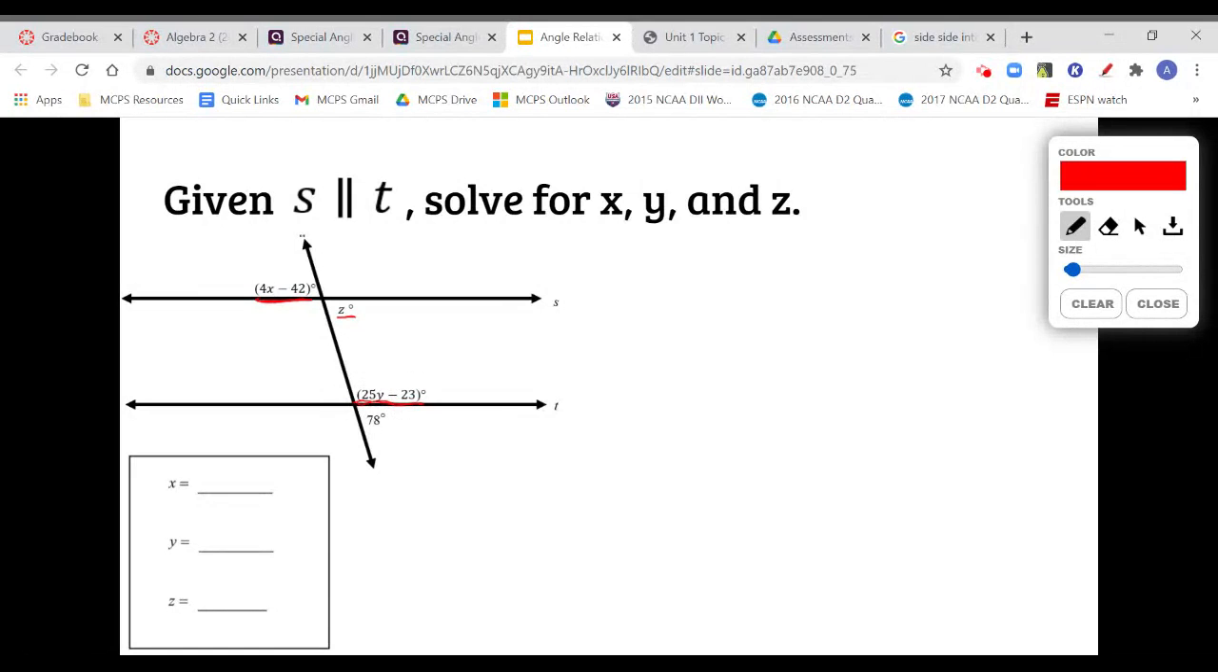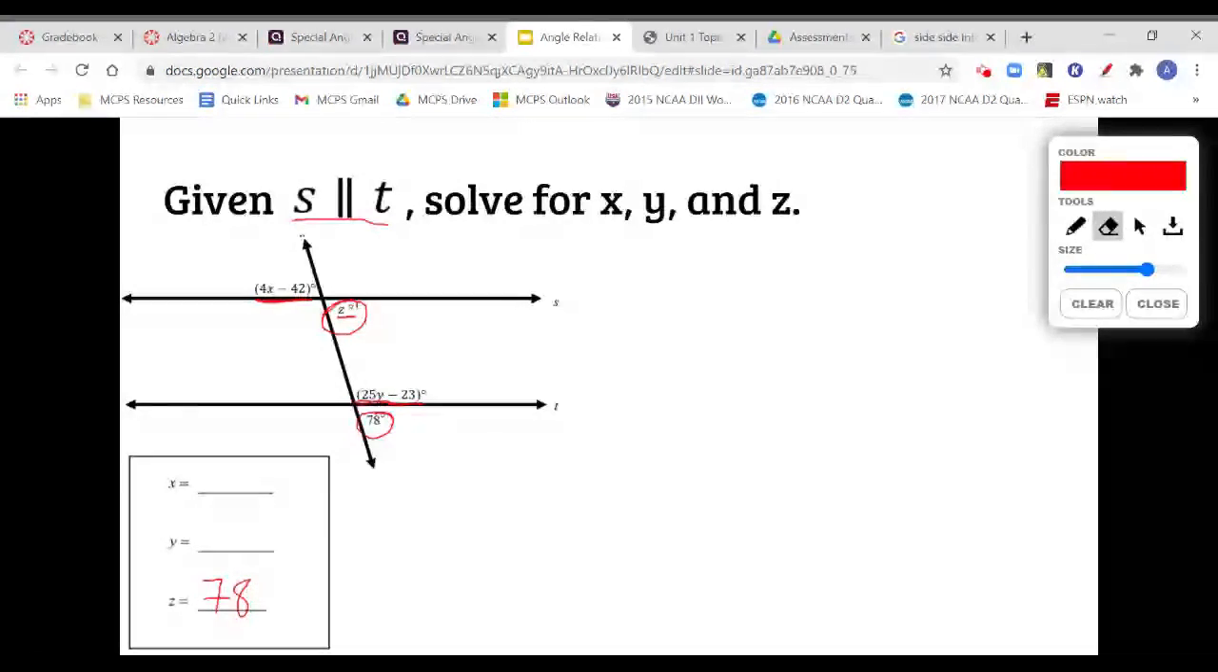So to me, it looks most simple to solve for z first, so I'm just going to start with that. I see that z is just the entire measure of that angle. I am, in fact, given that these two lines are parallel to each other, so I know that corresponding angles will be congruent. I see how this 78 degrees here is a corresponding angle with z. So I actually already know, without doing any algebra, that z is going to be 78.